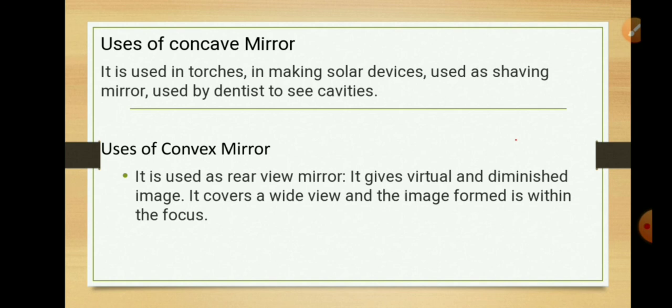Now, uses of convex mirror. It is used as a rear view mirror because it always gives an erect image and covers a wide view as it is curved outwards. So as convex mirrors are diverging mirrors, they cover a wide region, a wide view, and so are used as a rear view mirror in vehicles. Big convex mirrors are used for shop security, as the shop owner can keep an eye on the customers to look for thieves among the customers.